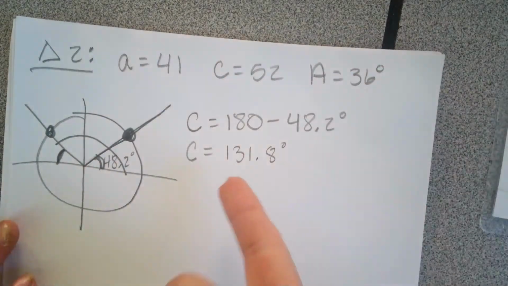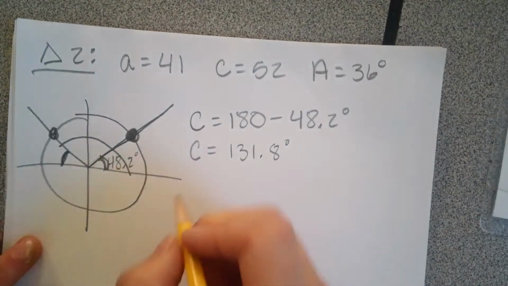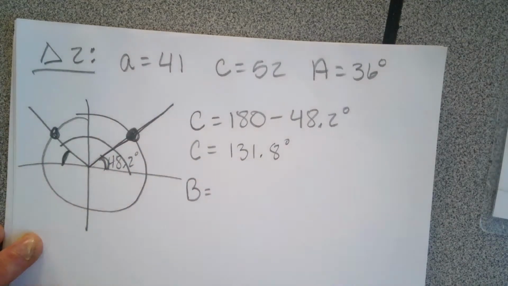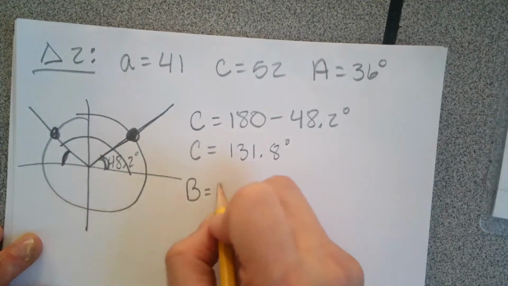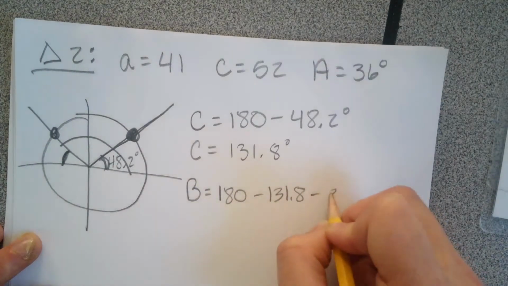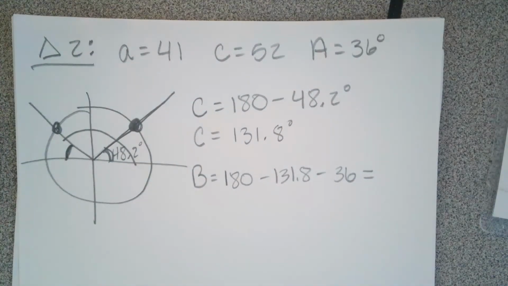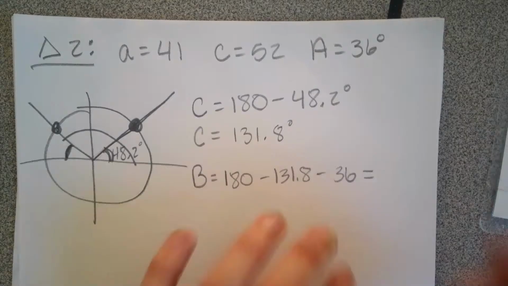All right, I found angle C. What can I do now? I can find angle B, right? Angle B is going to be 180 minus 131.8 minus 36, which gives me what? 12.2.